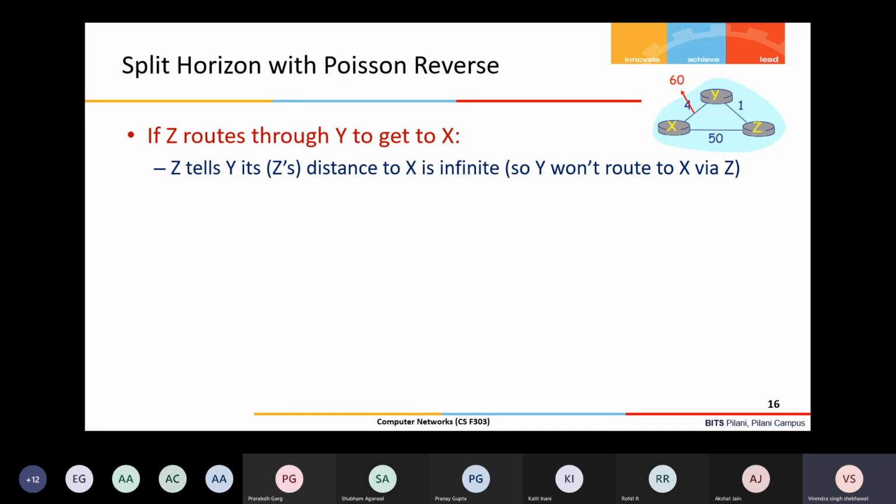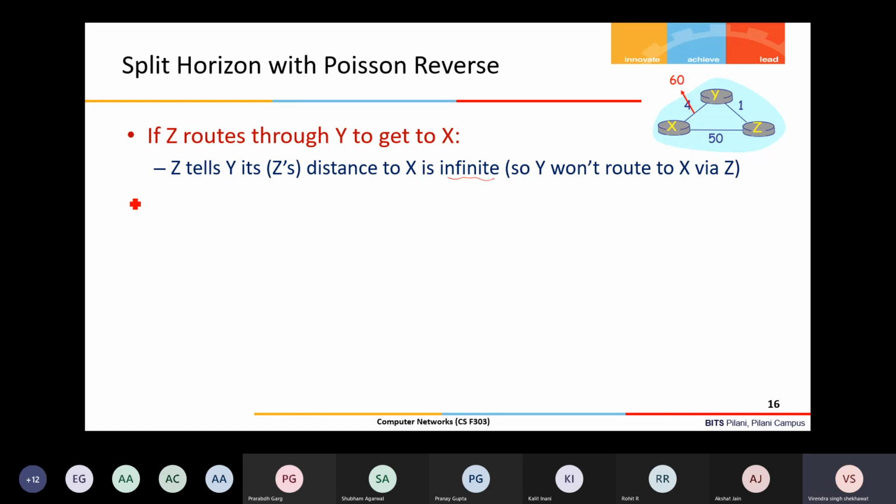That's how it is practically implemented wherever the distance vector routing algorithm is used, or any protocol which uses the DV routing algorithm. Here we will understand how it works with the same example which we took. If Z routes through Y to get to X, then Z tells Y its distance to X is infinite. So Y would not route to X via Z.